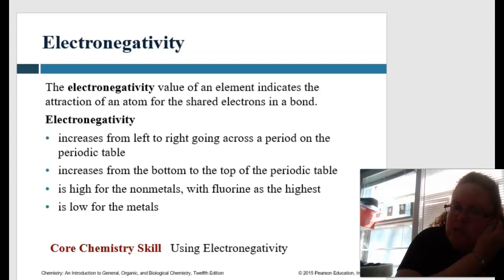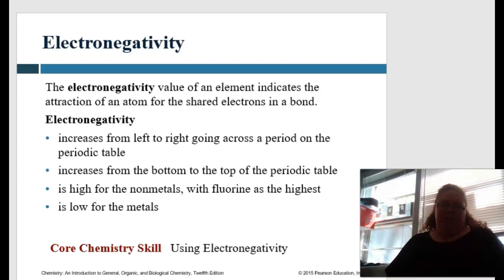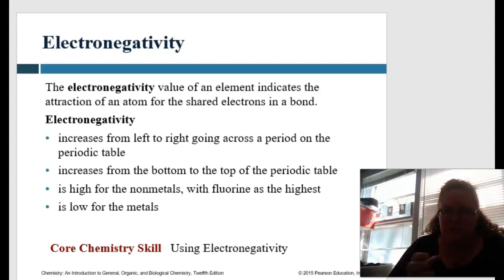So the electronegativity value of an element indicates the attraction of an atom for the shared electrons in that bond. The electronegativity increases from left to right going across the period on the periodic table, and it increases from the bottom to the top of the periodic table. It's high for nonmetals, with fluorine being the highest, and it's low for the metals.